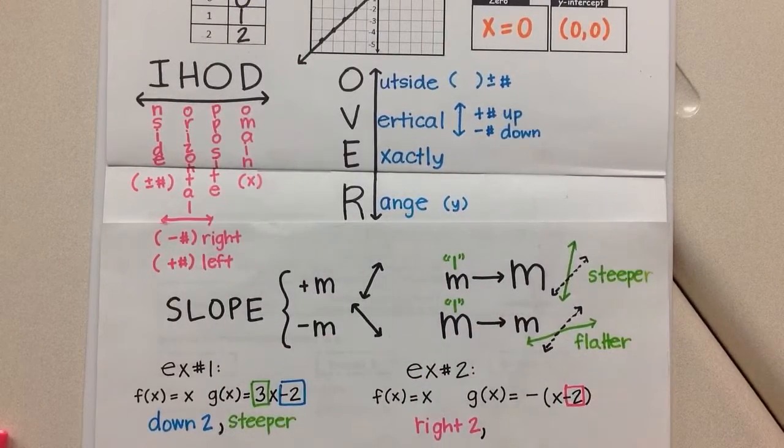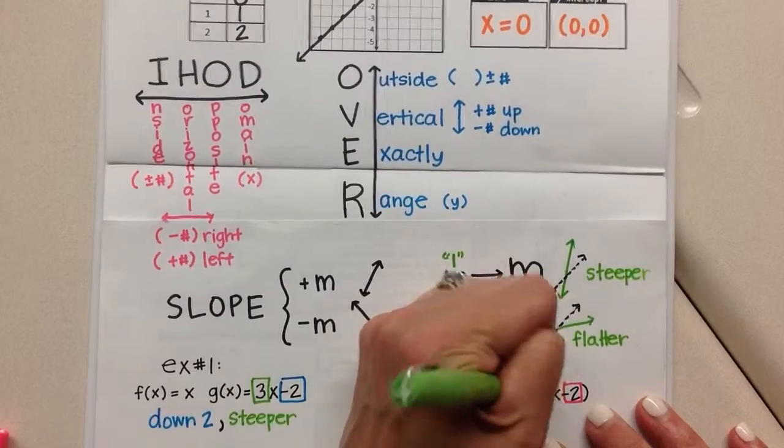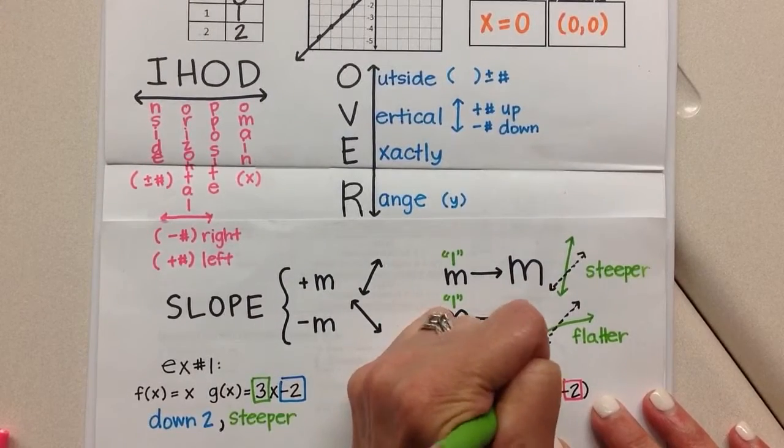Okay, outside. Do I have a number outside the parentheses? I don't see a number, so I don't have an outside number. I'm not moving up or down. It's just moving right 2 so far. And then everything else is slope. So this guy right here is going to be slope, and that's actually a -1.